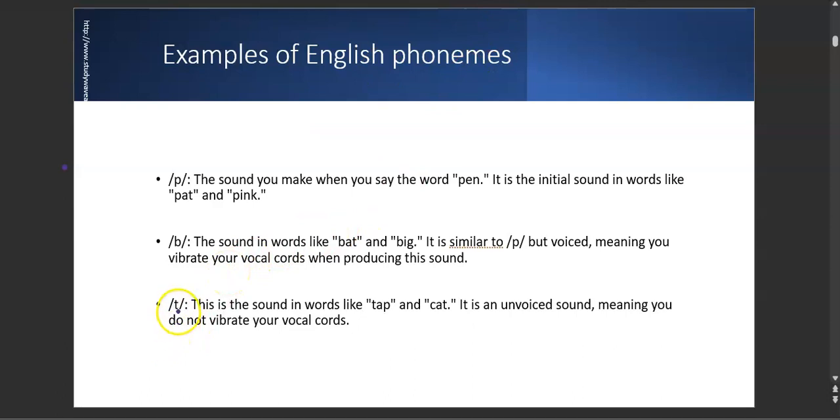The next sound here is T, T. When you say it, this is a sound found in words like tap, cut. You feel that: tap, cut. So these are the three examples of phonemes. I will continue looking at other examples of phonemes because I want you to understand what phonemes are and how you use them in your day-to-day life, because I believe as we talk, as you come to class, as you visit your friends, you're always using phonemes.